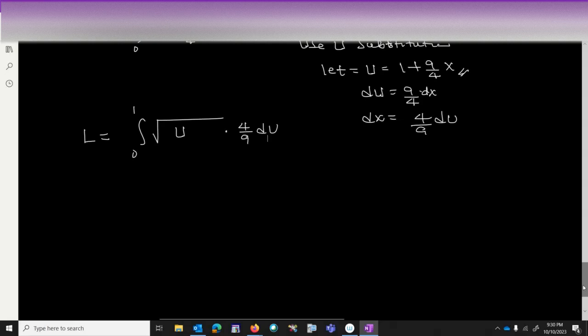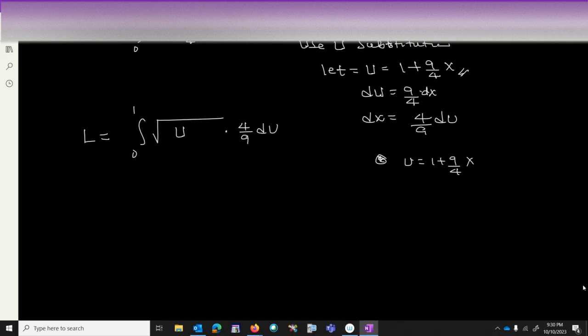Great. Now the next step is here. Remember u is 1 plus 9 over 4 x, so I can now change my limits of integration. If I plug in x equals 0, then u is equal to 1 plus 9 over 4 times 0. So u is equal to 1 when x is equal to 0.